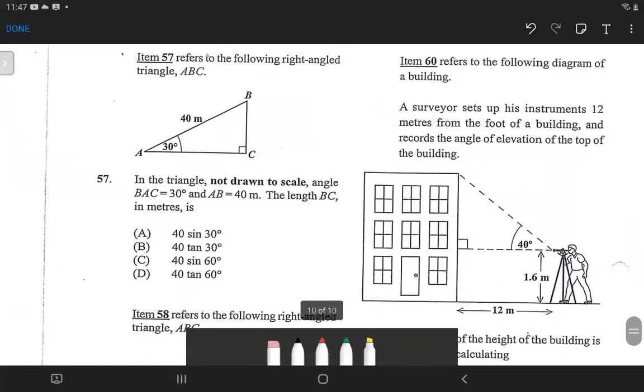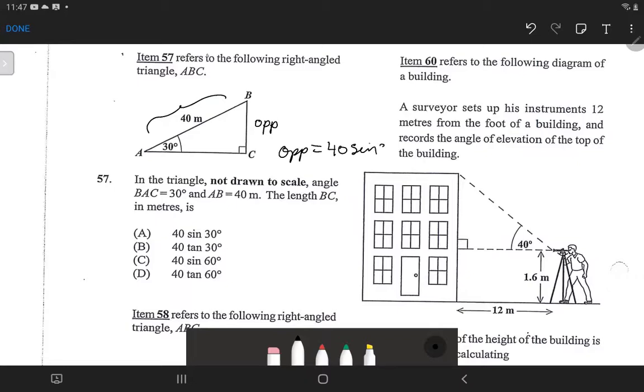Item 57 refers to the following right angle triangle ABC. In the triangle not drawn to scale, angle BAC is 30 degrees and AB is 40. The length of BC, now this is the opposite, so we should be thinking sine because we have the hypotenuse. So the opposite should be equal to 40 sine 30. Now we know sine of 30 is a half, but they don't need us to calculate it. So that is just A.